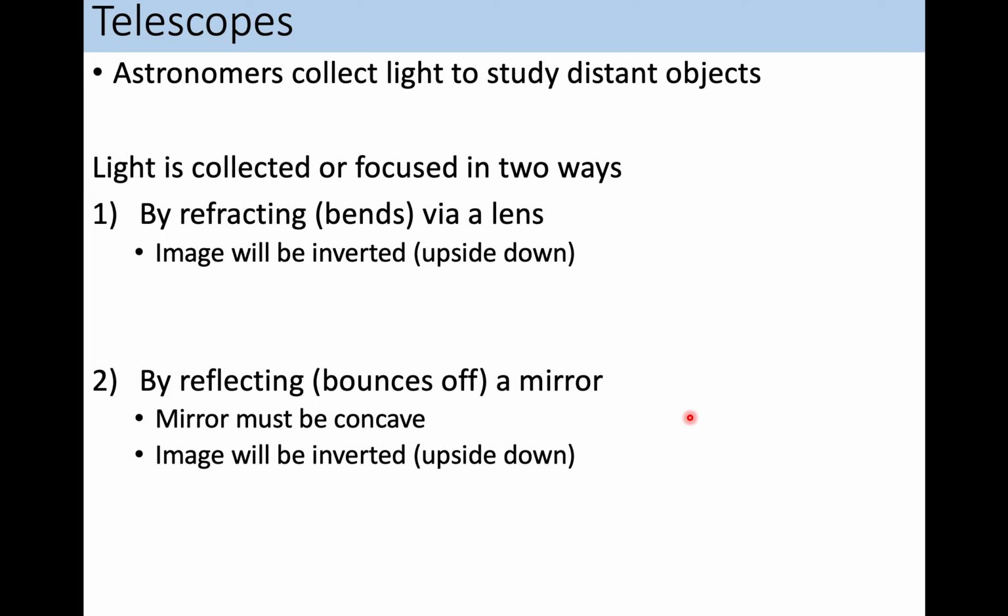So refracting is another word for bend. So we are able to refract or bend the light coming in using a lens. This ends up with an inverted or upside down image. So what you're looking at will actually be upside down. Now another way is reflecting. So instead of bending, we're going to use a mirror, not a lens, and let the light bounce off of that mirror. So the mirror is always going to be concave in shape, and this will also result in an upside down image or an inverted image.